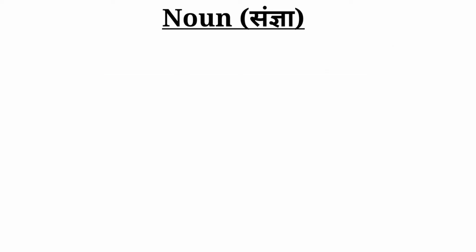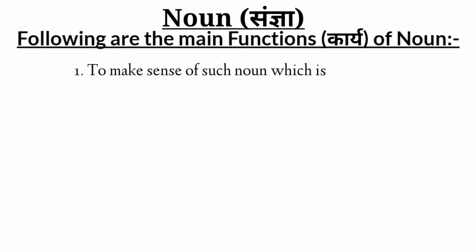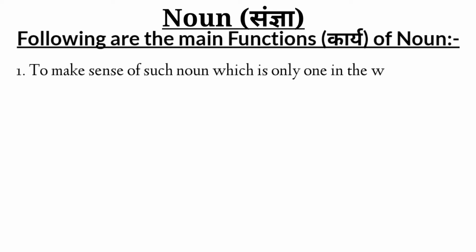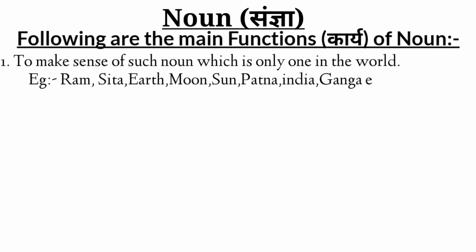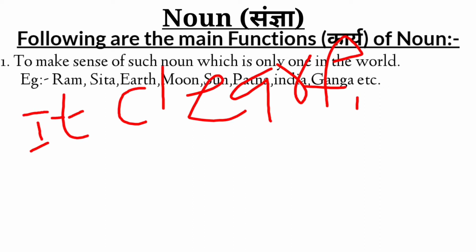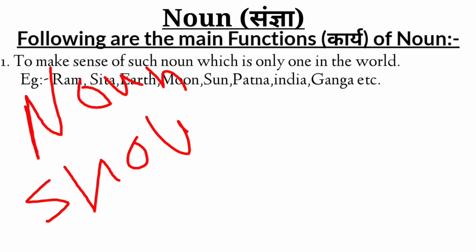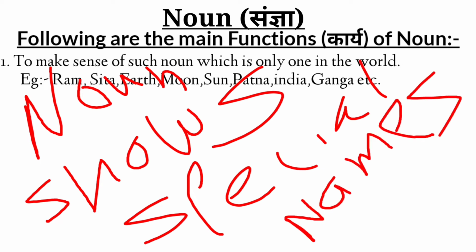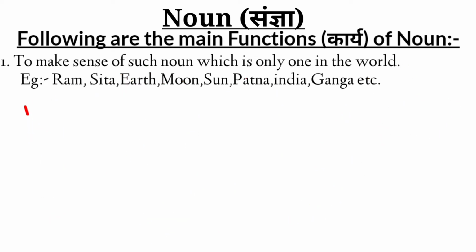Now we will study about the work of noun. Here, point one says that to make sense of such names which are only one in the world, such as Ram, Sita, Earth, Moon, Sun, Ganga, etc. This point states that it makes sense of such names that are only one in the world, not two, only one. It is one of the functions of noun.